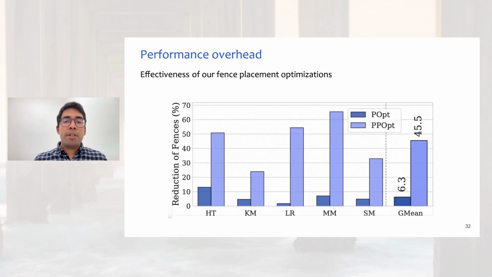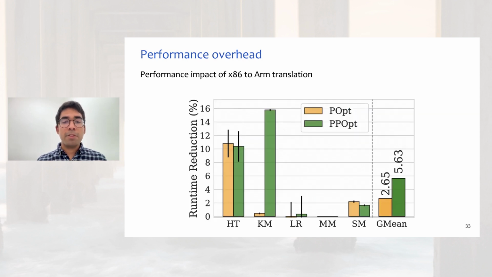In this other plot, we're showing the effectiveness of our fence optimizations. We can see that the proposed rules have a reasonable impact on the unoptimized code. But combined with the IR refinements, we're able to reduce almost half of the fences because of the local stack operations. These optimizations have a significant impact on runtime, as you can imagine.